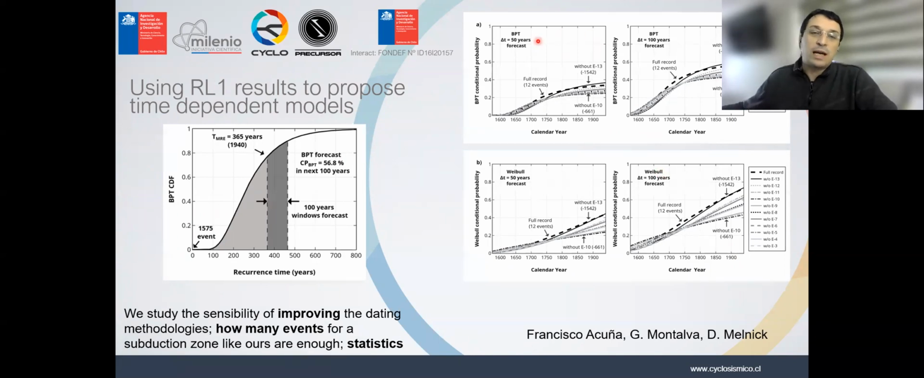This allows us to calibrate models such as the Brownian passage time or the Weibull models for the Chilean subduction zone. This is particular for the area of the 1960 event. We explore how improving the dating of the paleoseismic data would impact our predictions, how many events are necessary to have a reliable estimation. And of course, we provide the statistics for this method so that they can be used in future probabilistic seismic hazard analysis.